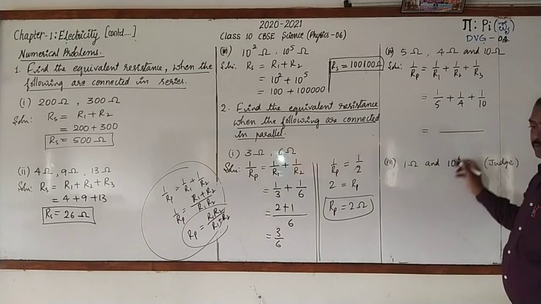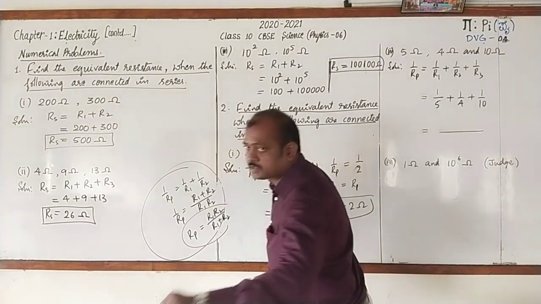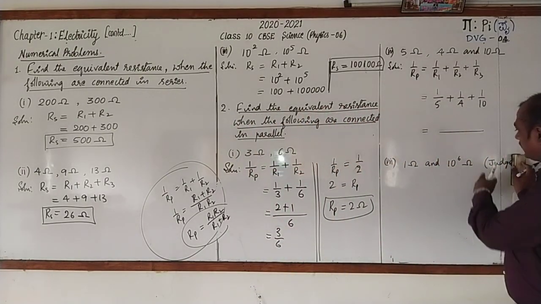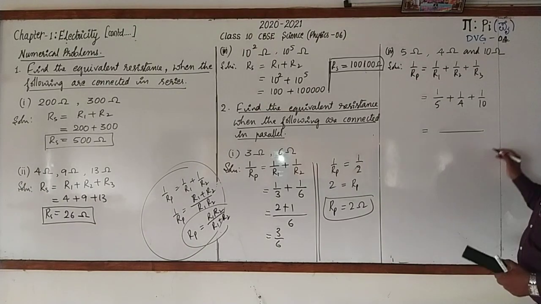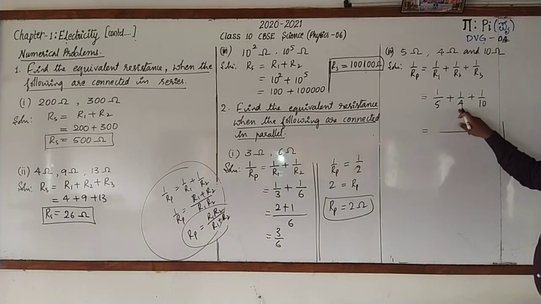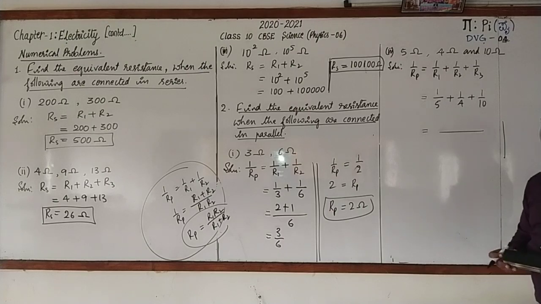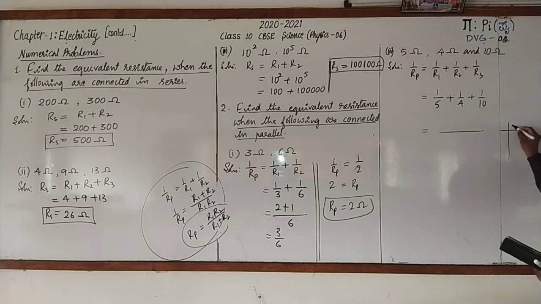Now let's simplify by taking the LCM. The LCM of 5, 4 and 10 you can write directly. It will be 20, right? If not, you can use the working column. Here 5, 4, 10. 5 ones are 5, 4 as it is, 5 twos are 10, 2 as it is, 1 as it is. 5 twos are 10, 10 ones are 10, 10 twos are 20, 20 ones are 20.